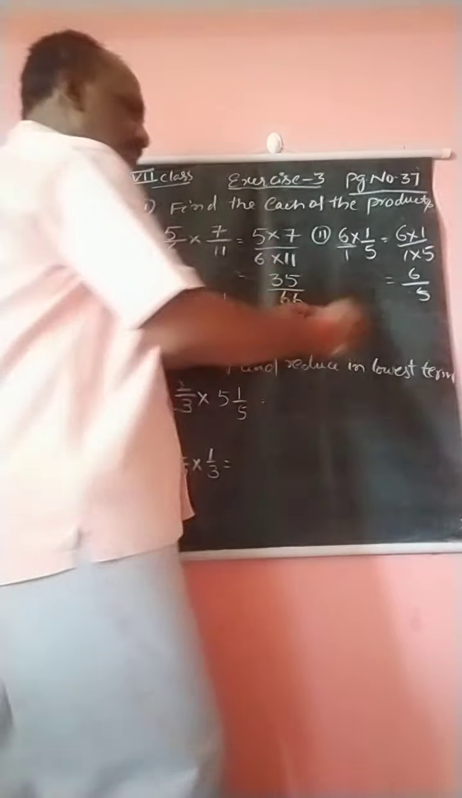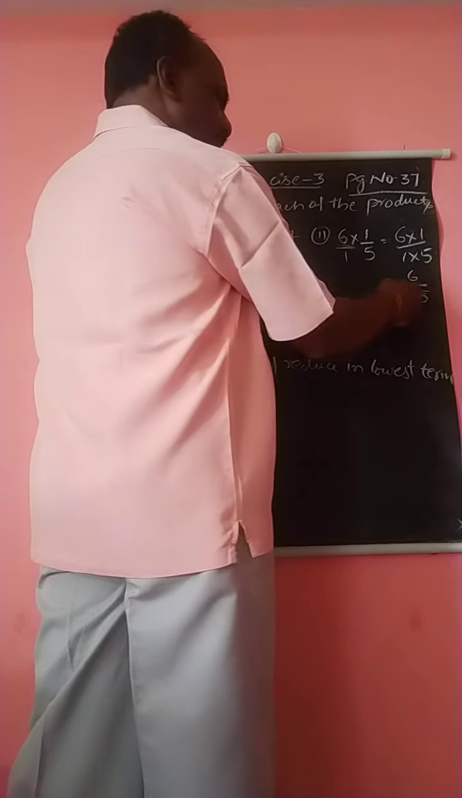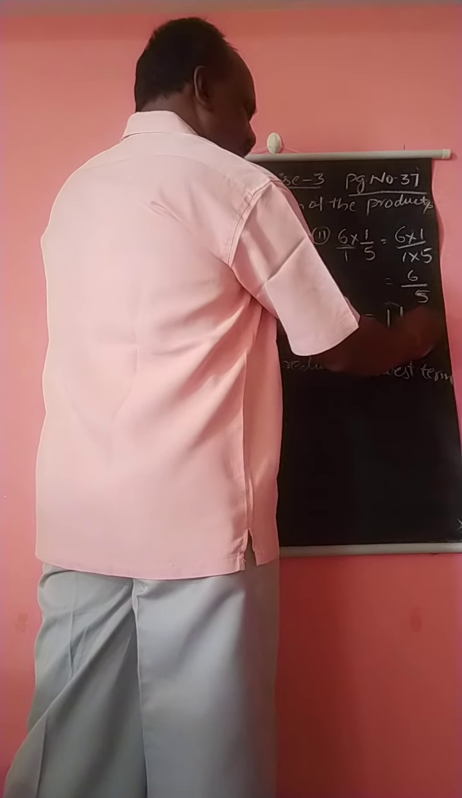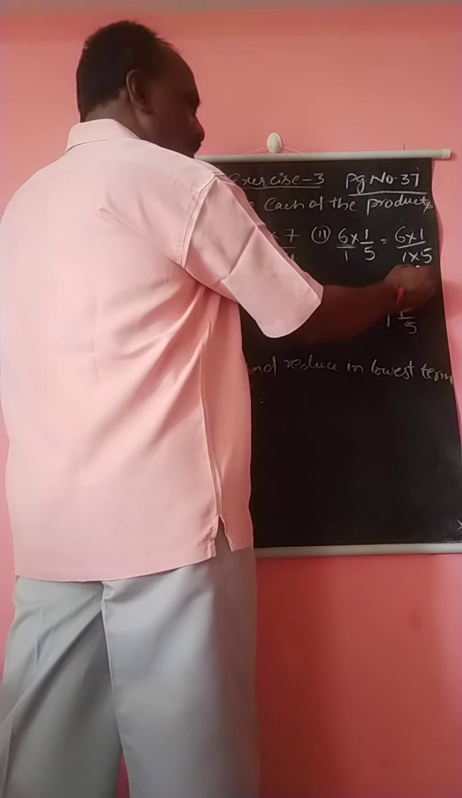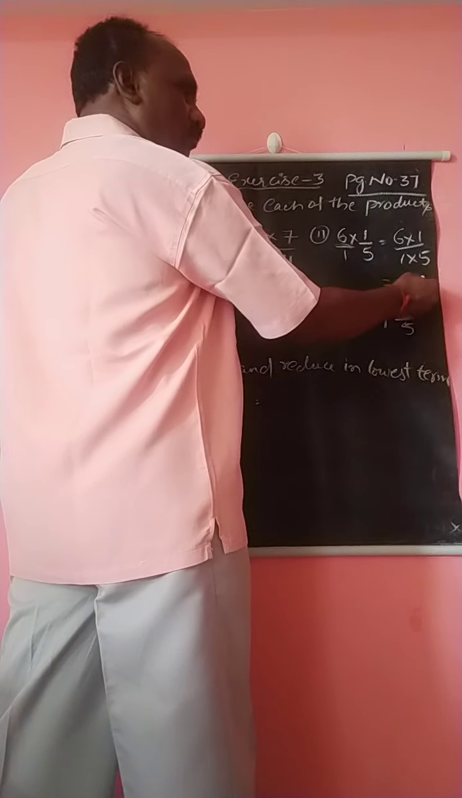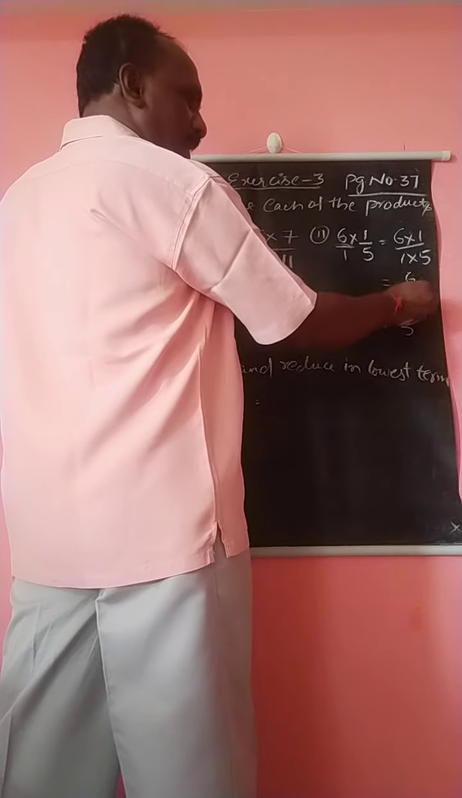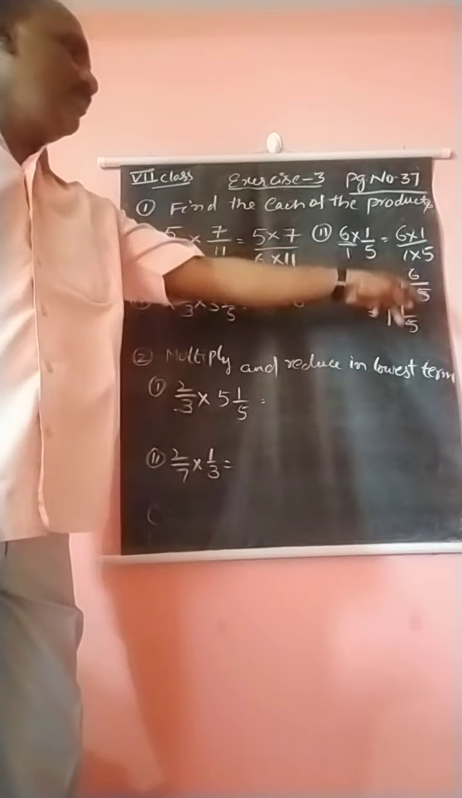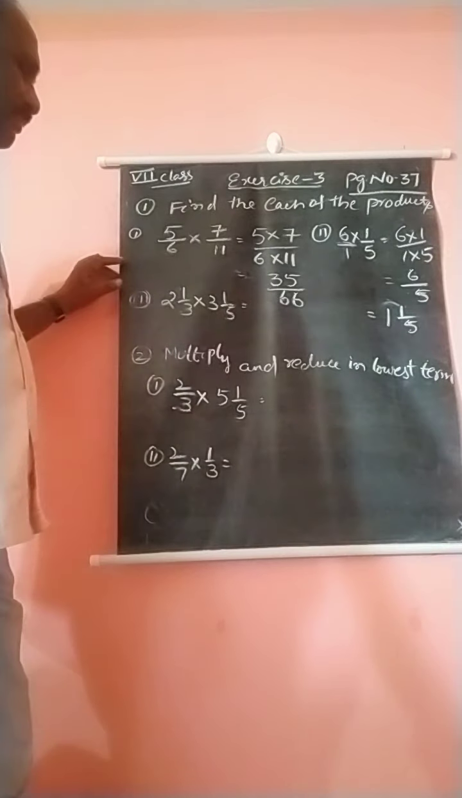6 by 5 is an improper fraction, so you can write it as a mixed fraction, 1 1 by 5. That means in 6, how many 5s are there? One 5 is there, and what is left? 1 is the remainder, over the same denominator. So 6 by 5 can be written as 1 1 by 5.